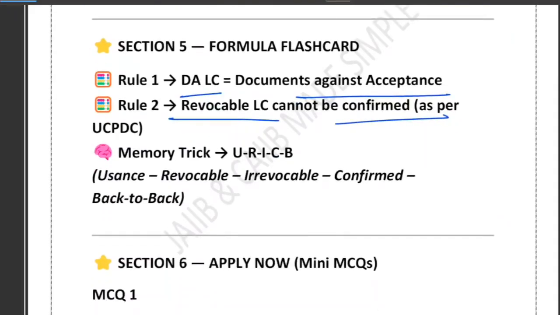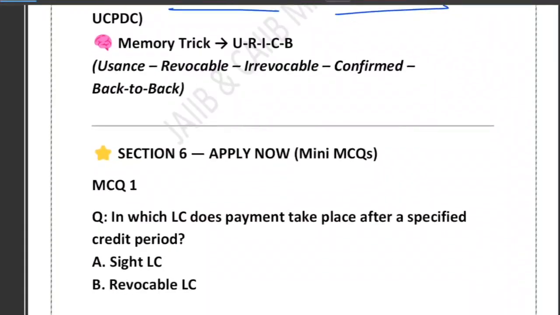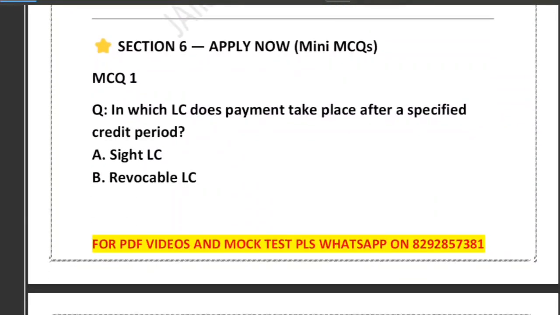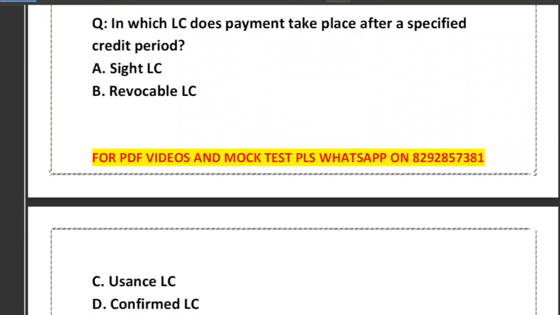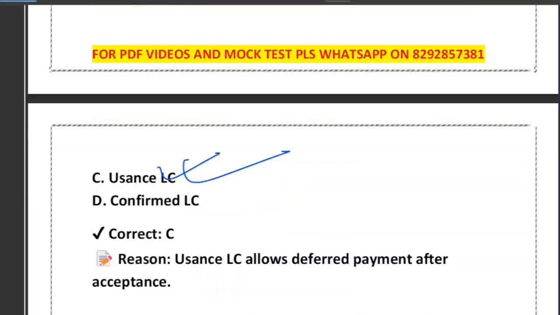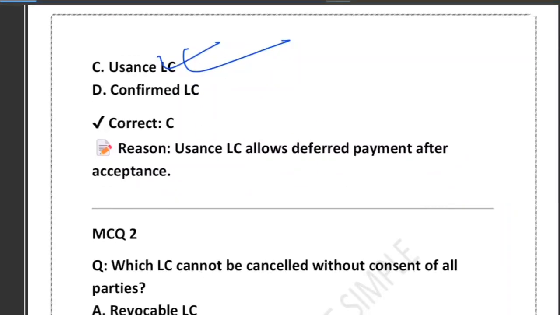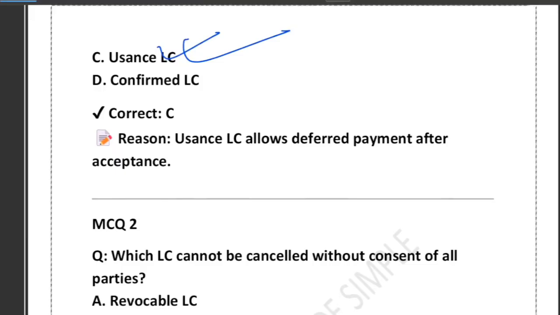Now let's apply the concept to some MCQs. In which LC does payment take place after a specified credit period? Sight, revocable, usance, confirmed. The correct answer is usance. In a usance LC, payment does not happen immediately. Rather, it takes some time. So it allows deferred payment after acceptance. This is the key point.